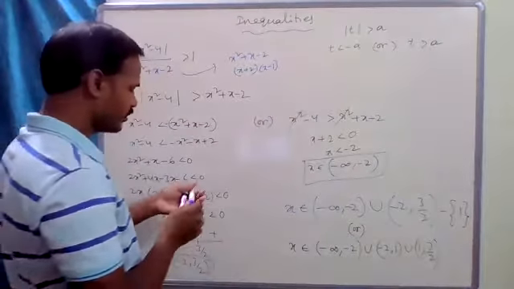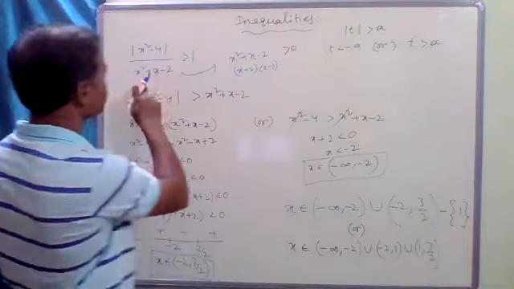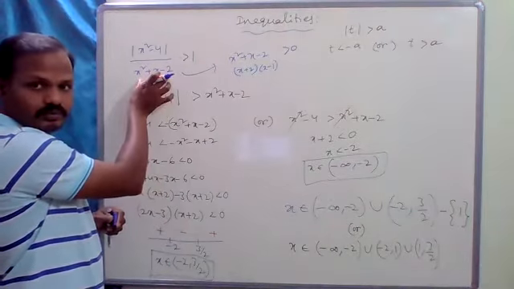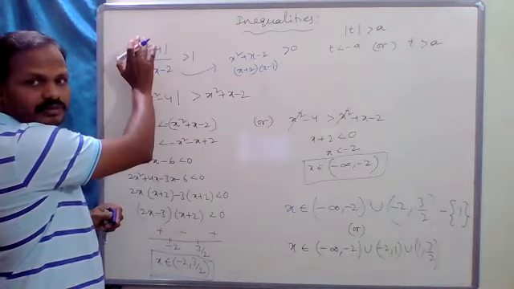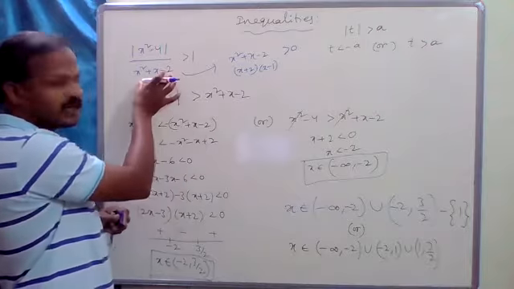Here you have to write, this should be greater than 0. If it is negative, this is already positive, so this quantity becomes negative. Is it possible to be greater than 1? No. That's why it should be positive.